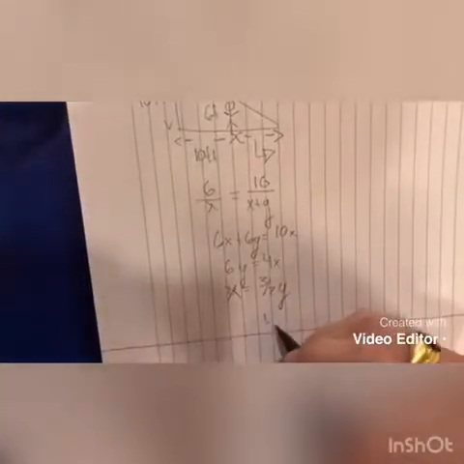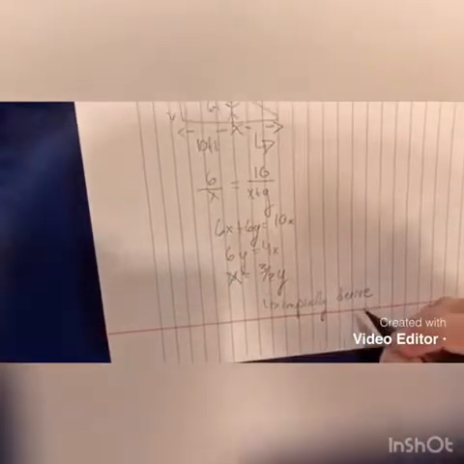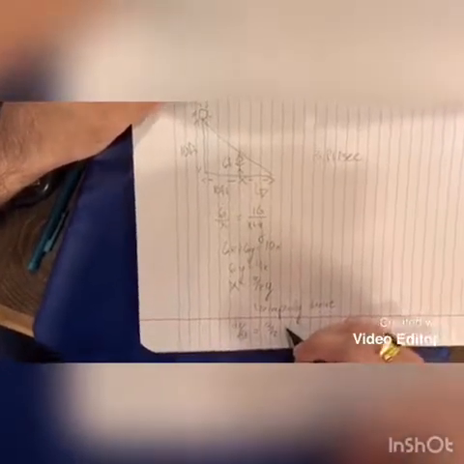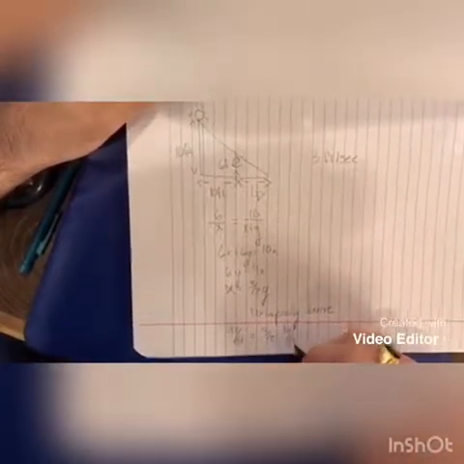And now we are going to implicitly derive to find the rate of the shadow with respect to the man's position. Alrighty, so implicitly deriving, we end up with dx over dt equals 3 over 2, there's a constant, times dy over dt.